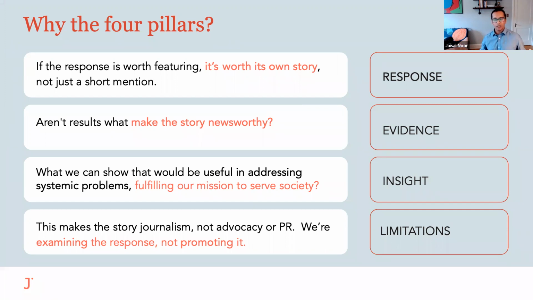What lessons can we learn from the response and the evidence? That is insight. Are we fulfilling our mission to serve society, to really educate our audiences, to educate society about the role that they can play? And finally, limitations. We're not doing advocacy or PR. We're examining the response, not promoting it. There are all different kinds of ways to address limitations, but that is important.